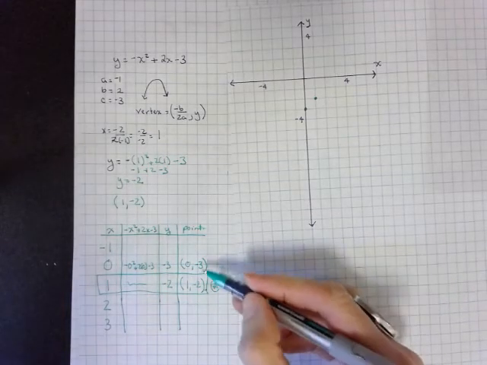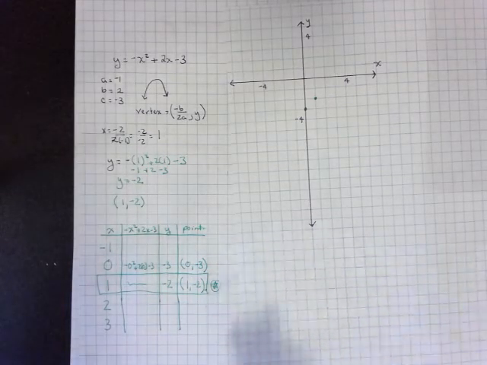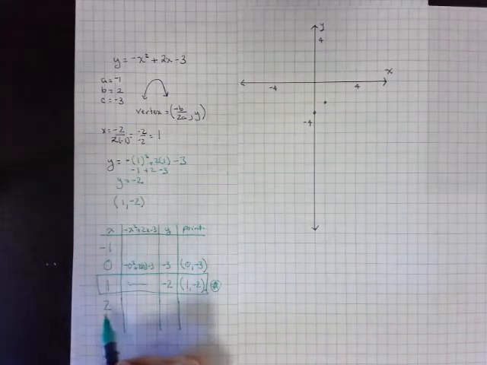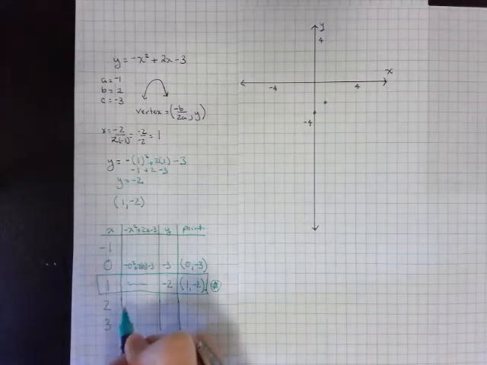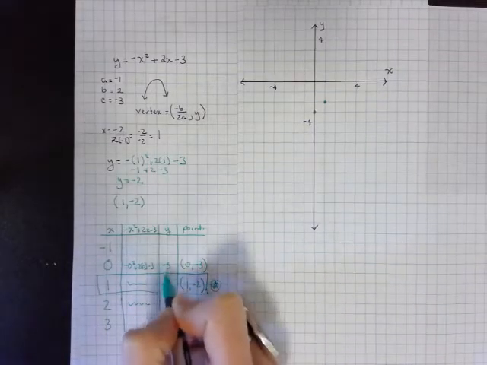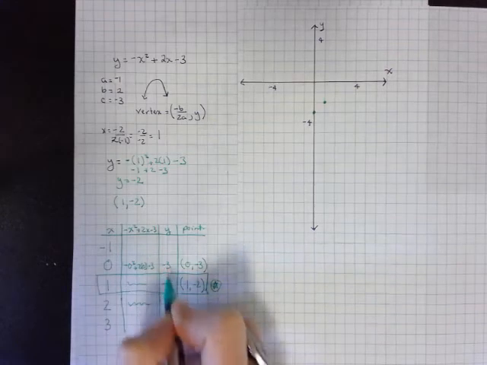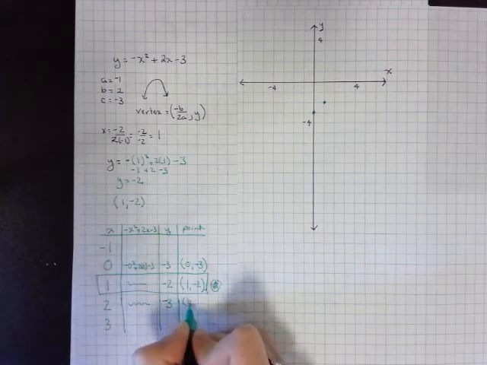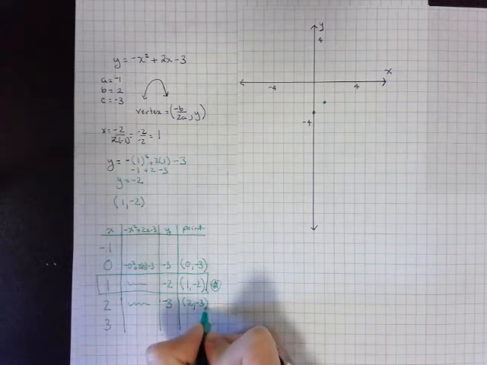Now let's remember that we have symmetry, just like we did with the absolute value. We have symmetry here, so we don't even have to do the math on the 2. We can leave it alone, and we know that the math is going to be exactly the same as this guy. So that's going to be negative 3. So my point is 2, negative 3.